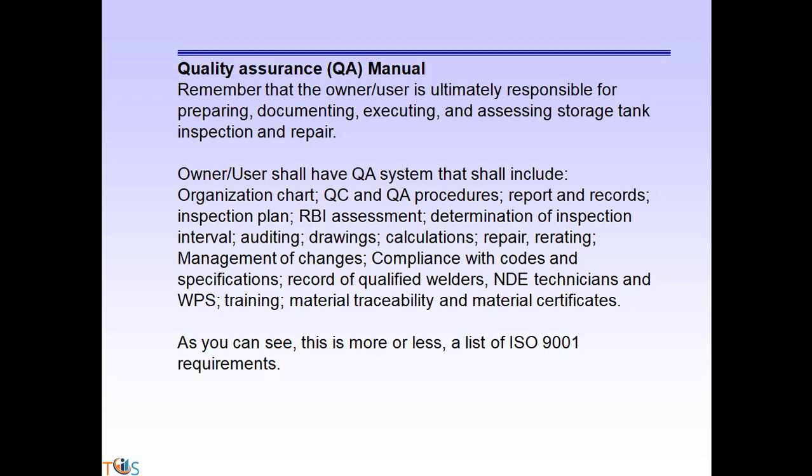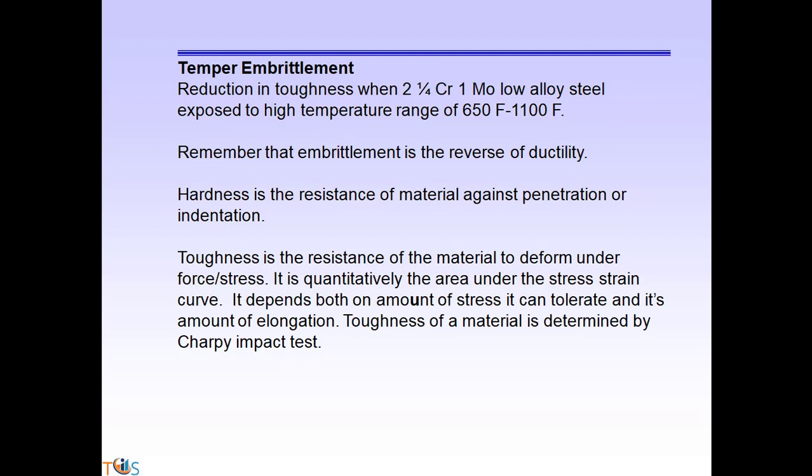Quality assurance manual. Remember that the owner/user is ultimately responsible for preparing, documenting, executing, and assessing storage tank inspection and repair. The owner/user shall have a QA system that shall include organization chart, QA/QC procedures, reports and records, inspection plan, risk-based inspection assessment, determination of inspection interval, auditing, drawings, calculations, repair, re-rating, management of changes, compliance with codes and specifications, records of qualified welders, NDE technicians, and WPS, training, material traceability, and material certificates. As you can see, this is more or less a list of ISO 9000 requirements.